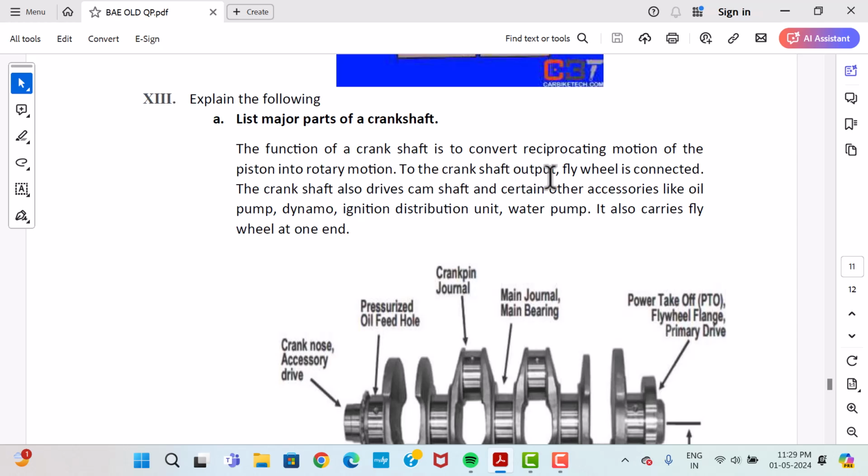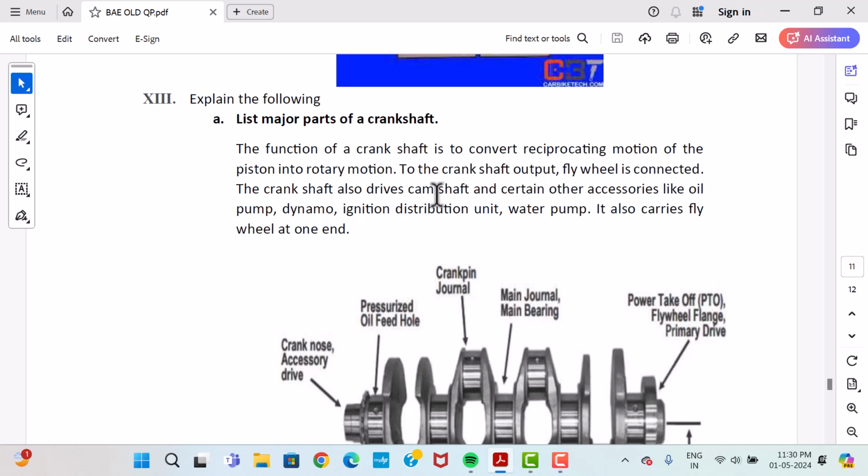To the crankshaft output, the flywheel is connected, attached to the crankshaft. Actually, the reciprocating motion of this piston is converted into rotary motion with the help of the connecting rod. That is the meaning here. The function of the crankshaft is to convert the reciprocating motion of the piston into rotary motion.